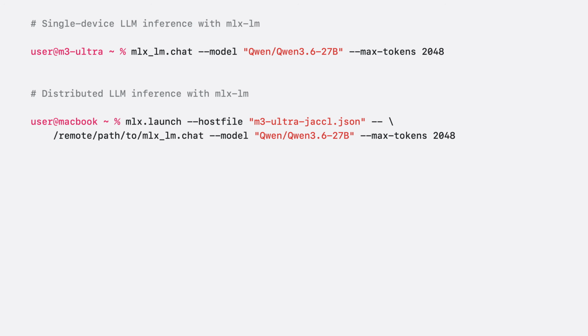Keep in mind that all necessary libraries, like MLX, must be installed on each Mac, and the executable must be accessible on all machines. One line via command line interface, and we are running a model spread across the entire cluster. Let's try both side by side and chat with Qwen 3.6, a 27 billion parameter model, on a single M3 Ultra and on 4 of them.